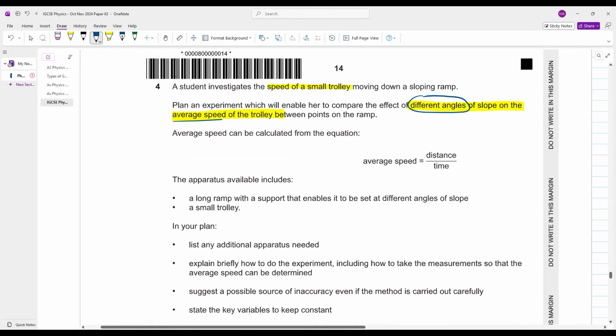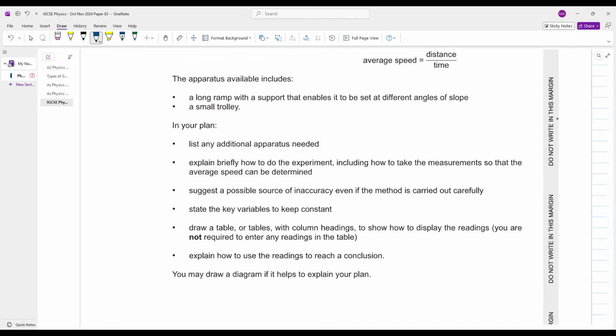एवरेज स्पीड कैन बी कैलकुलेटेड यूजिंग दिस फॉर्मूला. आपने डिफरेंट डिफरेंट एंगल्स ऑफ स्लोप यूज करने हैं और एवरेज स्पीड निकालनी है. A long ramp with a support that enables it to be set at different angles of slope. अच्छा जी, आपके पास एक स्मॉल ट्रॉली है, एक लॉन्ग रैम्प है. List any additional apparatus that you need.